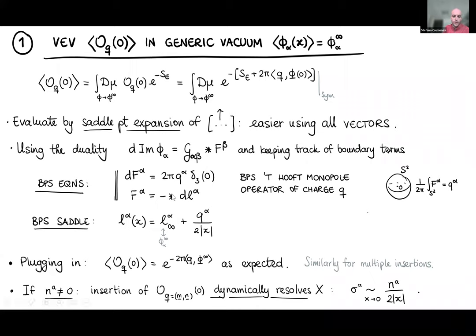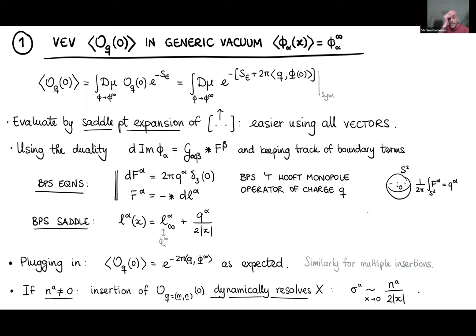And the BPS saddle consists of two terms. The first term governs the long distance behavior and is essentially given by the dual of the boundary condition, which is the VEV of the scalar. But then close to the insertion point, the moment map diverges and the divergence is controlled by the charge of the monopole insertion. And once you have this BPS saddle, you can plug it back into the action or the path integral, evaluate it semiclassically, and you'll find the expected result, unsurprisingly. And similarly, if you have insertions of multiple chiral operators at different points, they behave as they should for the VEV of chiral operators.